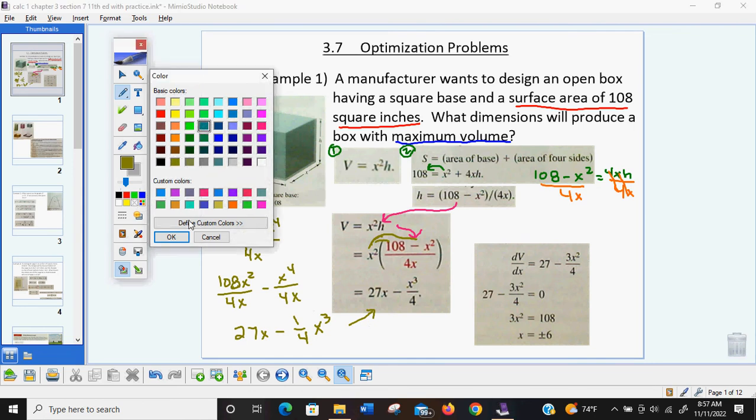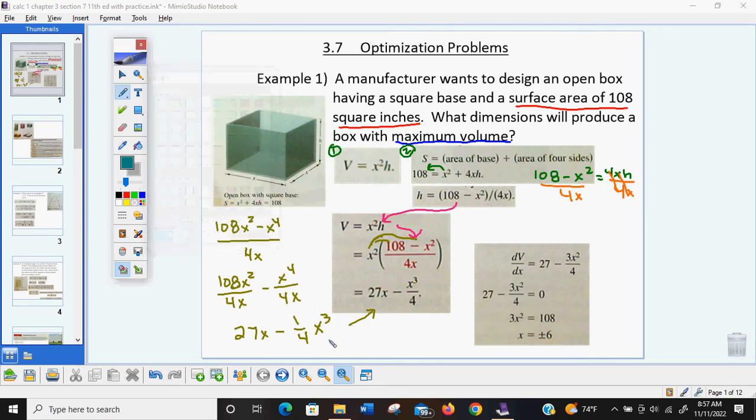So now what we want to do, we've done all this to get rid of the h. So we have everything in terms of x now, and we're ready to take the derivative. Because in order to optimize this problem for maximization and minimization problems, you take the first derivative. So we have V equals 27x minus 1/4 x cubed.